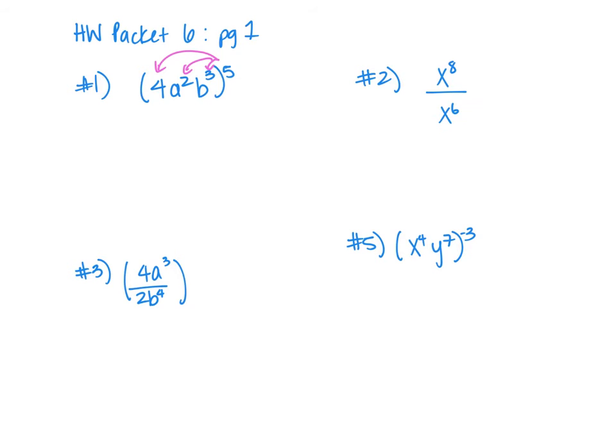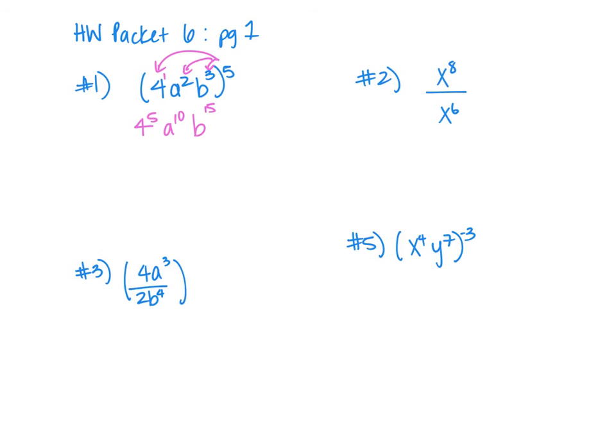And so that gives me 4 to the 5th power, because technically this 4 is to the 1st power. So if you do 1 times 5, you get 5 for that exponent. Remember, when an exponent sits outside, you have to multiply the exponents together. And then this a has a 2, so 2 times 5 gives me 10. B is to the 3rd power, and so that there's a 5, so 3 times 5 gives me 15.